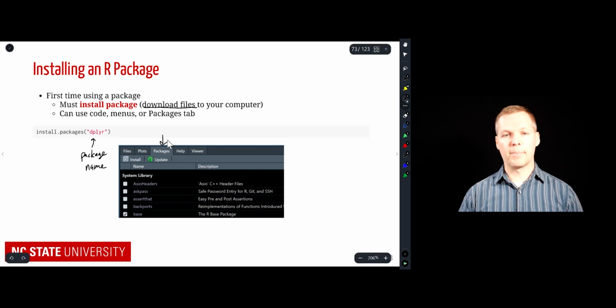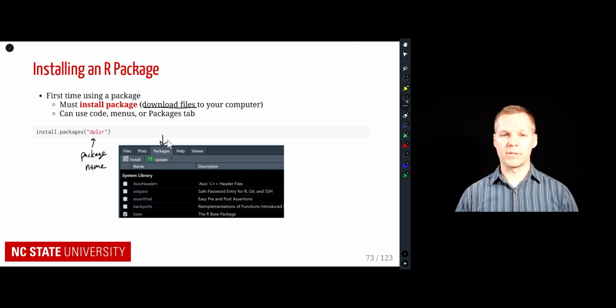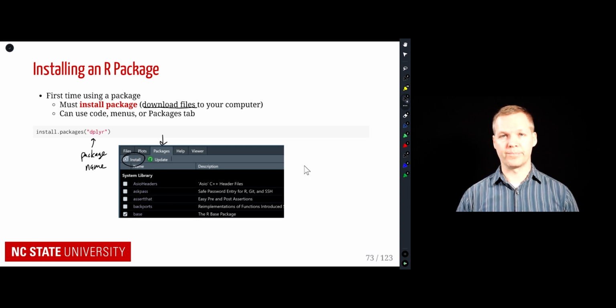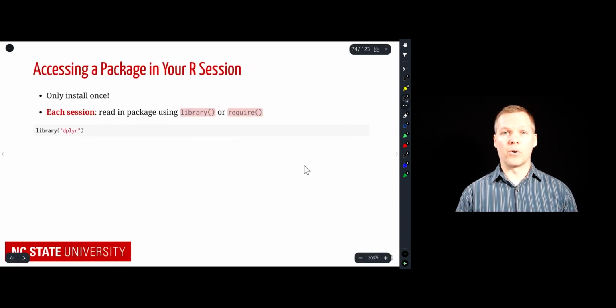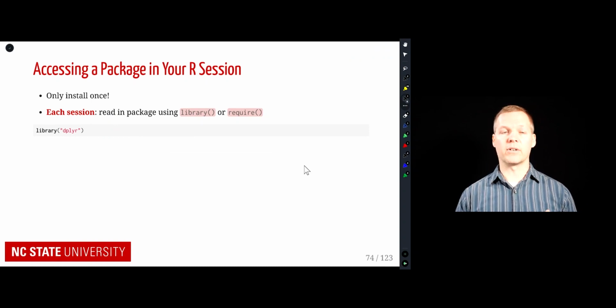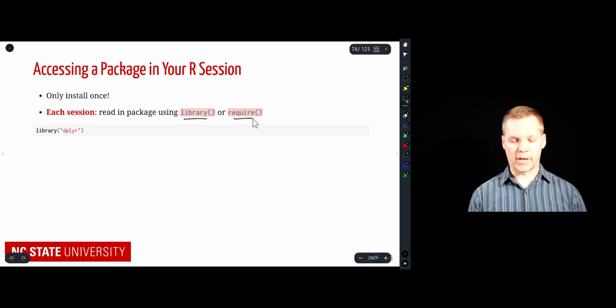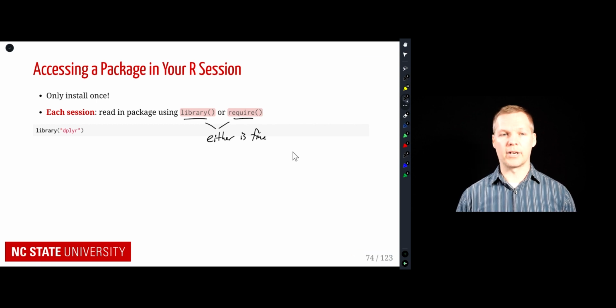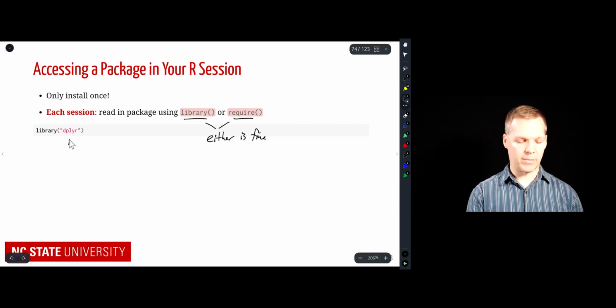Alternatively, you can go over here to the packages tab of this pane and see which packages are loaded. You can also install packages here and update them too. You only need to install packages once, and you don't need to install them again on your computer unless you update R. But to actually gain access to them within your particular R session, you need to run either library or require. Either is fine. One returns a warning if the package doesn't exist and one returns an error. But basically, we'll just use library all the time and say library, followed by whatever package name we want.